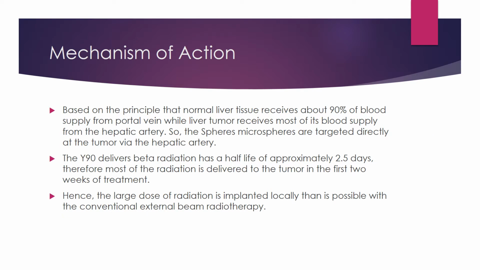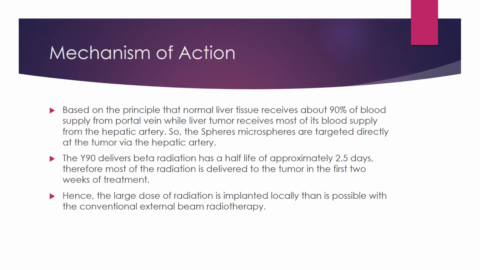The mechanism of action of SIRT is based on the principle that normal liver tissue receives about 90% of blood supply from the portal vein, while liver tumor receives most of its blood supply from the hepatic artery. So the microspheres are targeted directly at the tumor via the hepatic artery.